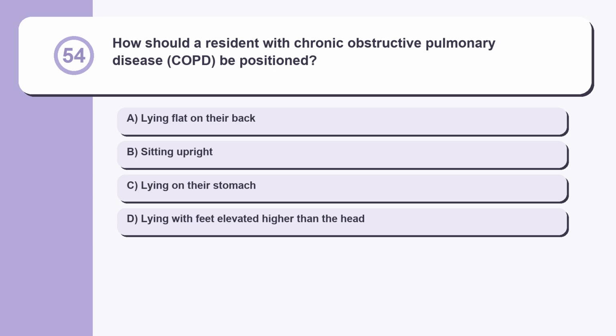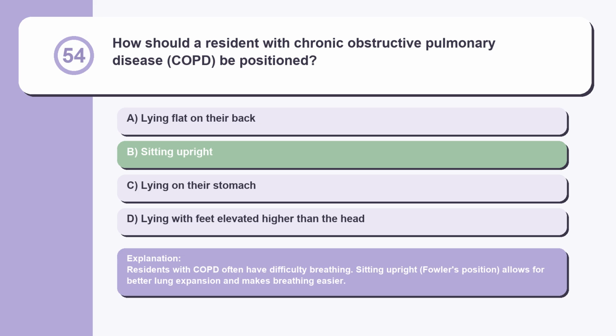Question 54. How should a resident with chronic obstructive pulmonary disease, COPD, be positioned? Lying flat on their back, sitting upright, lying on their stomach, lying with feet elevated higher than the head. Residents with COPD often have difficulty breathing. Sitting upright, Fowler's position, allows for better lung expansion and makes breathing easier.